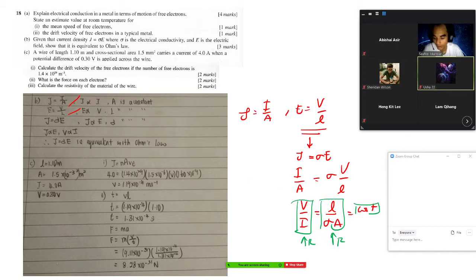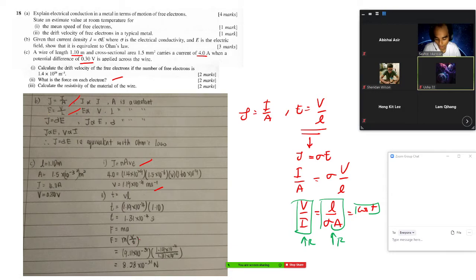Next part, C. A wire of length 1.10 meter, cross-sectional area 1.5 millimeter squared, carries a current of 40 ampere when a potential difference of 0.3 volt is applied across the wire. Calculate the drift velocity of the free electrons and the number of free electrons. So I equals nAvq, and the answer is correct over here, 1.919 times 10 power negative 4 meter per second. What is the force on each electron?